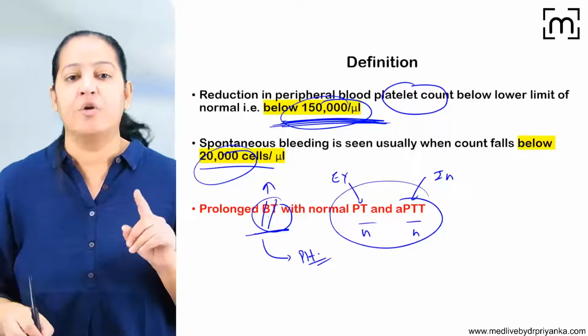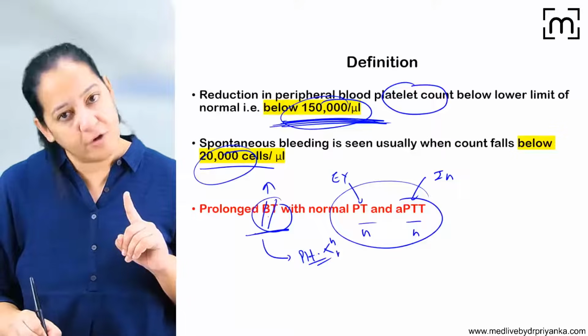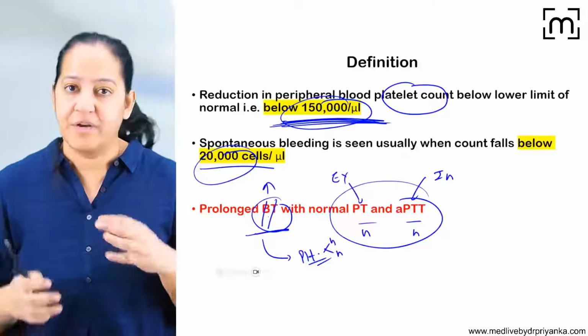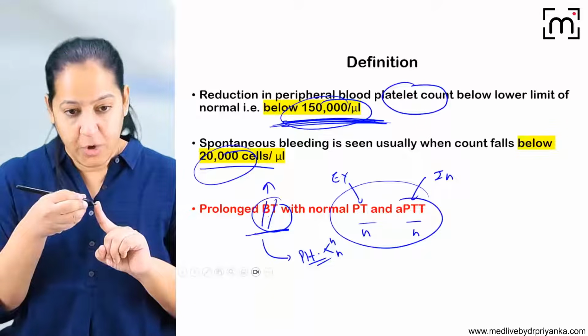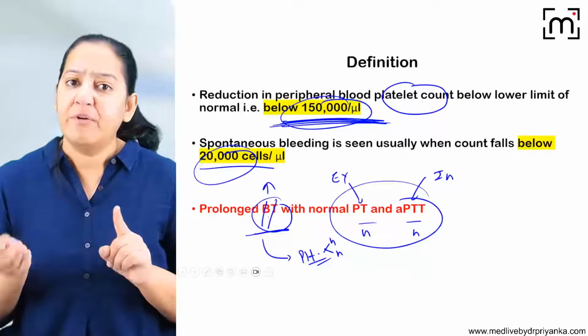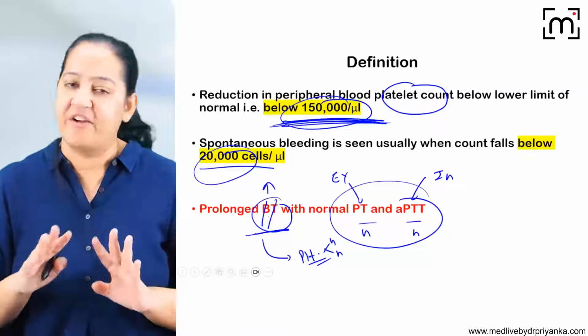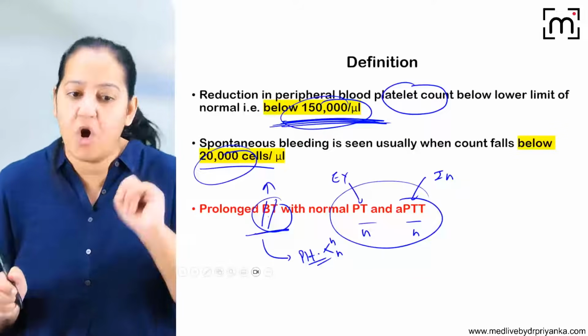If I have normal platelets, normal in number and normal in function, meaning the quality and quantity are normal, and I get an injury over here, I will bleed for 3 to 5 minutes, and after 3 to 5 minutes the bleeding stops automatically. That is the normal bleeding time.